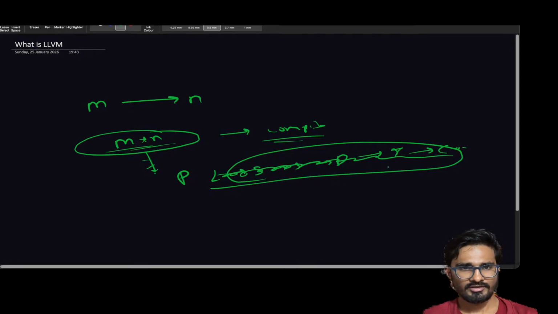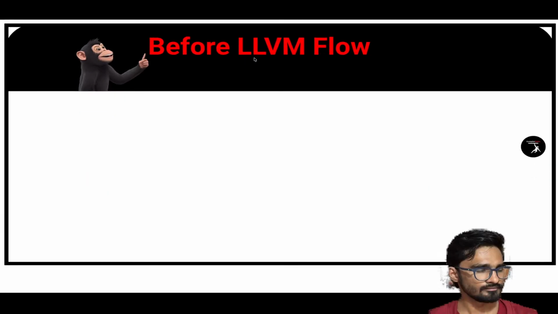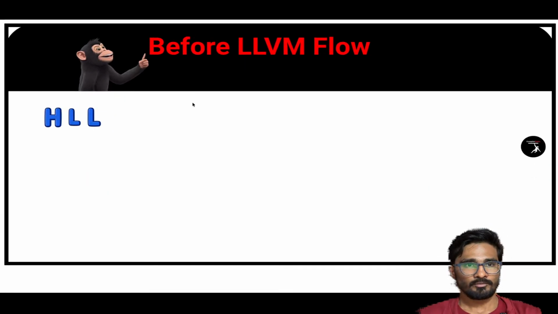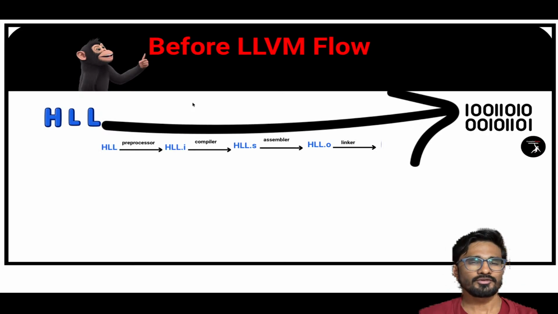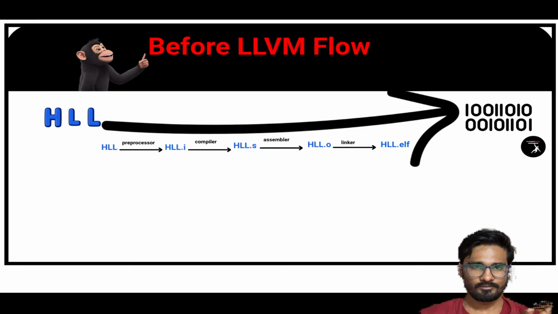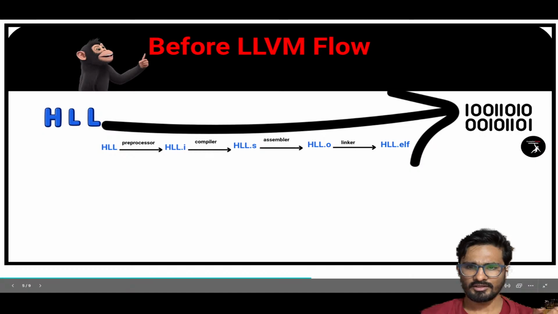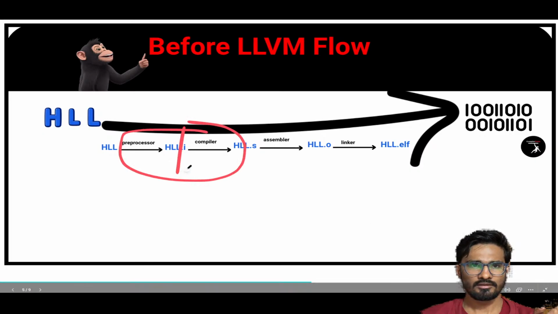This was the design before LLVM. So let's see in detail. Before LLVM, we have a high-level language and we are converting it to binary or assembly language. Then we get the preprocessor, the compiler, the assembler, then the linker. Here, we are mostly interested in designing this compiler.